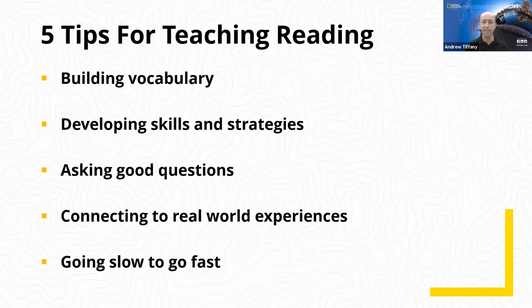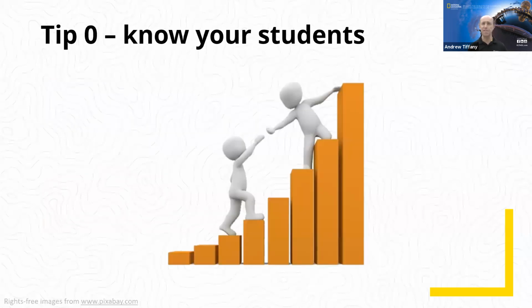Let's take a look at the first point. I said there were 5, but actually I'm going to start with tip 0: know your students. What do I mean by know your students? What do I mean by the picture on the screen? In the chat box, what's going on here? What do you think I mean by all of this? What does this picture represent?